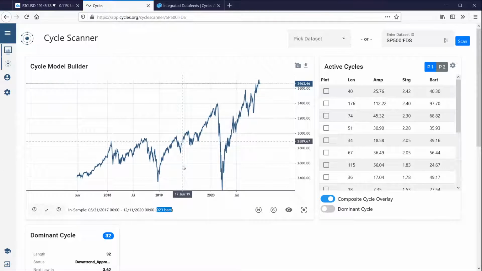So the quick answer is the cycle scanner looks for cycles in a range of 10 to a maximum of 400 days. If you want to find cycles with a length of around 300 plus, you should have at least a multiple of 3 in data to analyze it. So the minimum data required to detect cycles with a length of 300 to 400 would be at least 850 to 900.